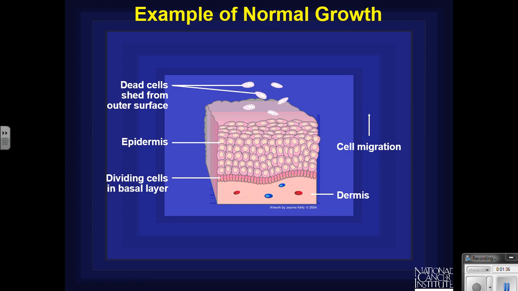So this is an example of normal cell growth in the skin. This is the epidermis, the outer layer of the skin. As you lose cells or shed cells from the top layer, cells continue to migrate up. And so the bottom layer becomes the top layer, and then you've got a bunch of dividing cells in what we call the basal layer here. And then below that is the dermis. These cells just continue to divide, and as they divide, they are older and older, and they migrate up, and then the oldest cells shed off.